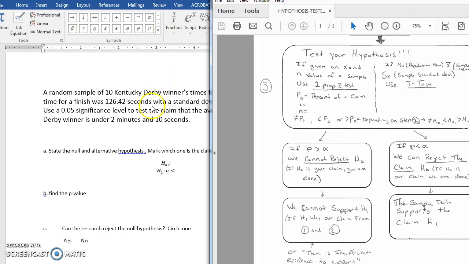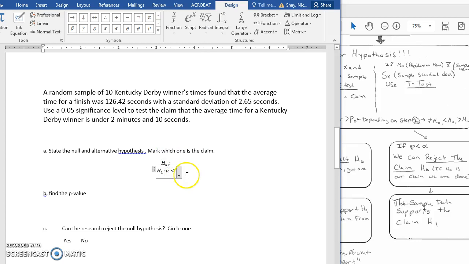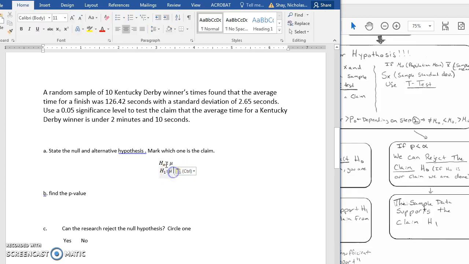All right, so what we're going to do now is set up our null and alternate hypothesis. Since we are working with averages, we're going to use the mean symbol here. Now, what is the claim? The claim is that the average time for a Kentucky Derby winner is under 2 minutes and 10 seconds. Now, we can't put 210. We need to convert this to one single unit. Since everything else in this is seconds, I'm going to convert this to seconds as well.